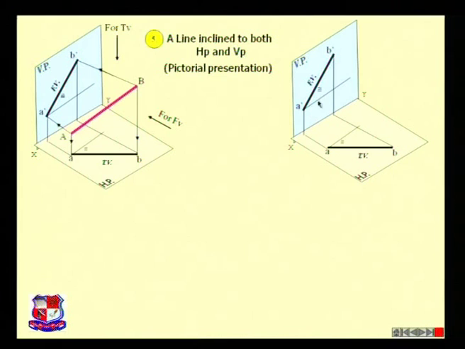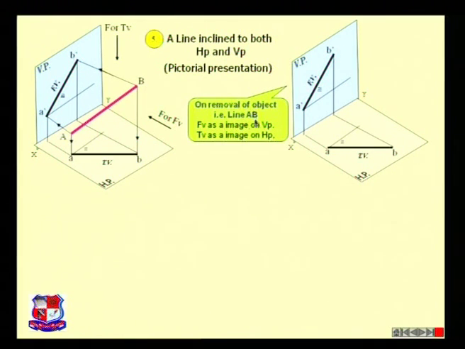As you can see over here, in the front view, A dash and B dash have been clearly shown and the angle is alpha. Whereas the top view is shown as AB, as you can see, and the angle is denoted by phi, and this would be our true length. On removal of the object, for any line AB, the front view is an image on the VP and the top view is an image on the horizontal plane, like this.